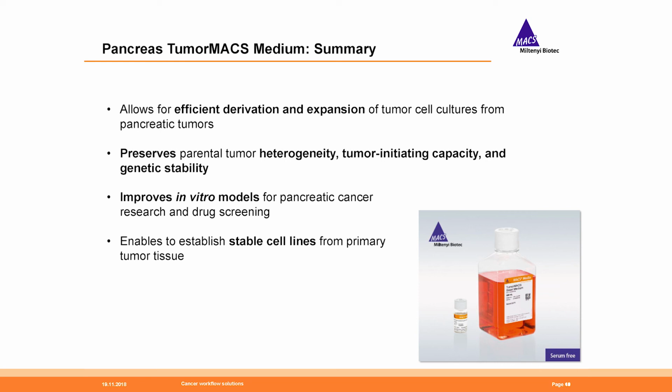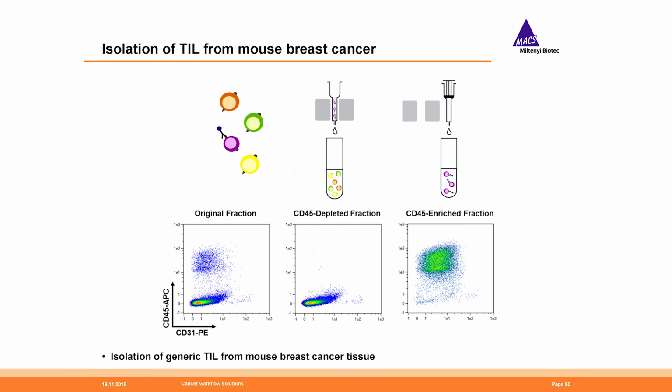We also preserve the heterogeneity, the tumor-initiating capacity, which we tested, and also the genetic stability. Of course, this improves your model in vivo, but also in vitro. And you're able to create these stable cell lines that you can work with and do lots of assays, drug screenings, and so on. So this is really crucial.